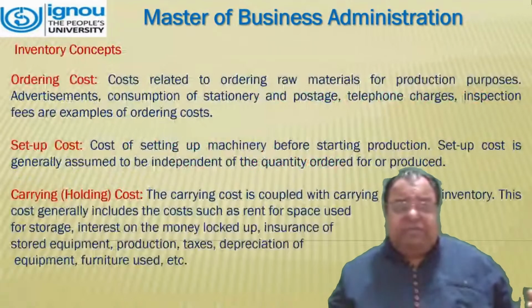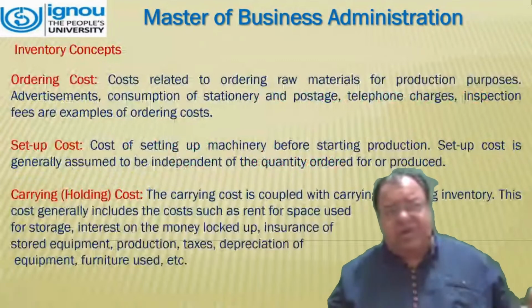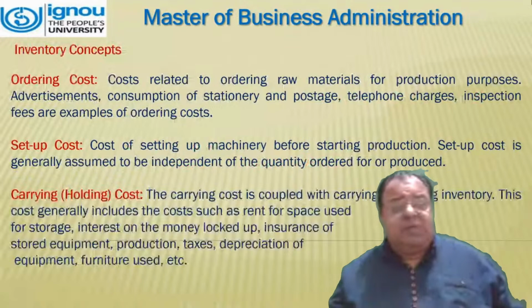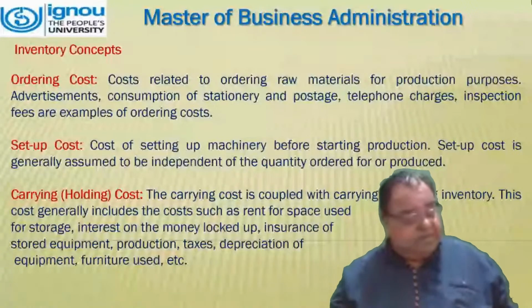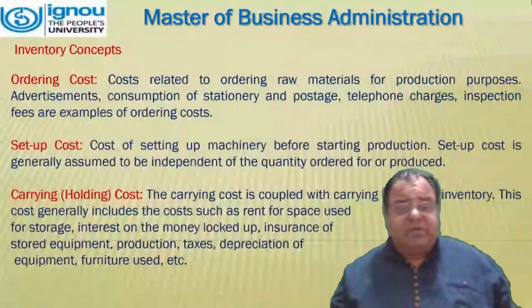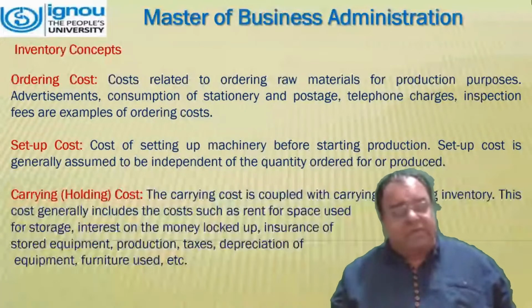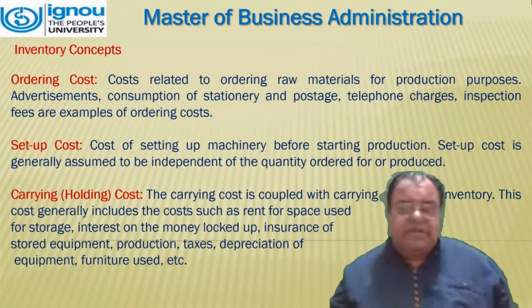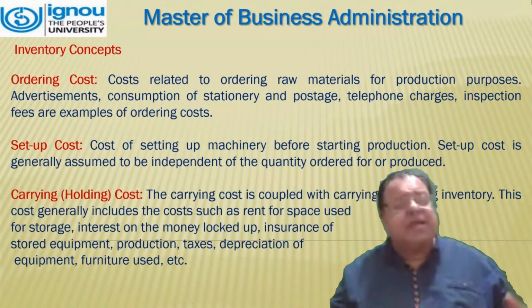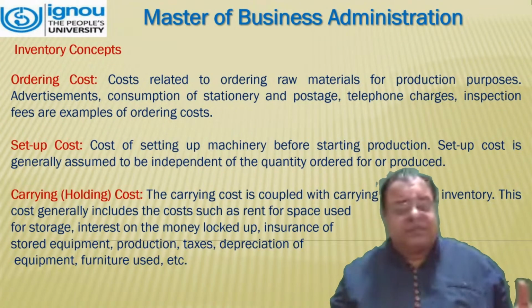What is the concept of inventory? What does all inventory mean? What are the different terminologies we are going to use during inventory concepts? So we will start with ordering cost. Costs related to ordering raw material for production processes, advertisement, consumption of stationery and postages, telephone charges, inspection fees are examples of ordering costs. Secondly comes setup cost.